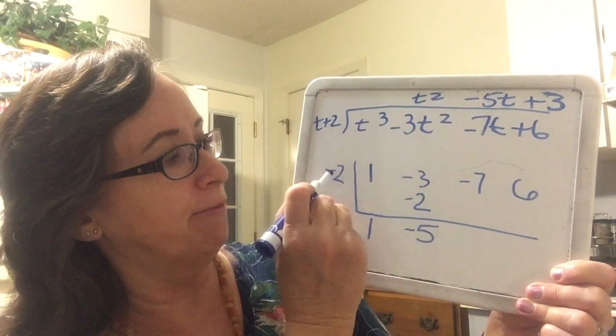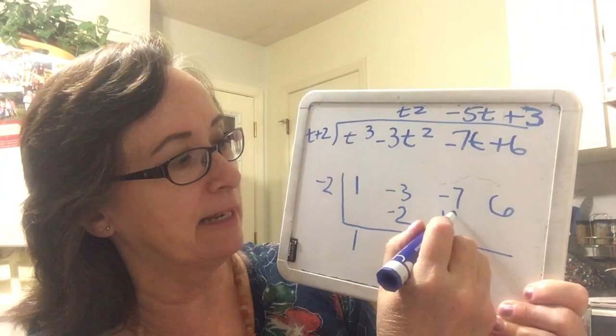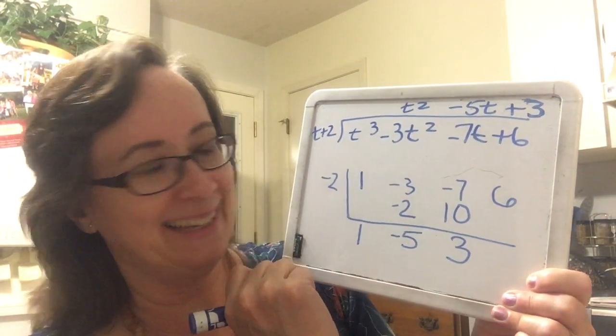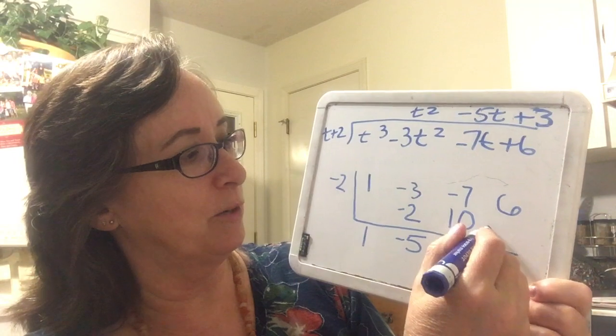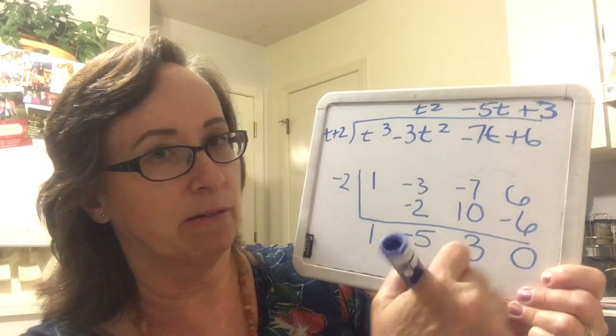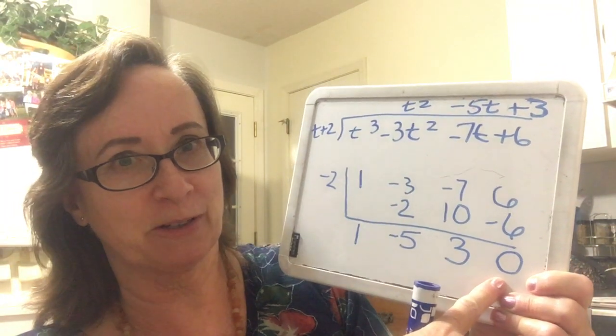And I multiply the -5 times the -2 to get a 10. And then I add to get a 3. And 3 times -2 is -6. And then I add to get a 0, which means there is no remainder.